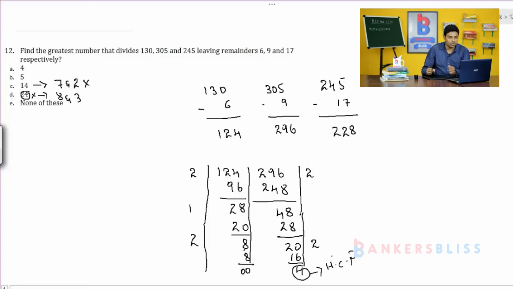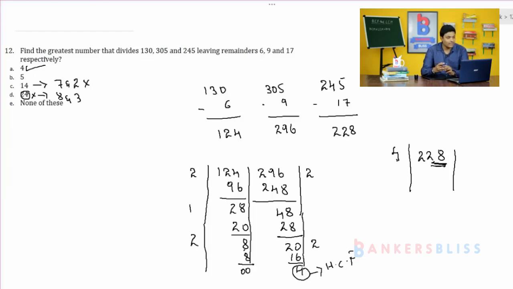And for the other number also you have to check. The other number is 228. So for 4 and 228 you have to check. You apply the test of divisibility: for 4, the last two digits should be divisible by 4. Here the last two digits are 28, and 28 is divisible by 4, therefore the HCF is 4. Hence the greatest number that divides 130, 305 and 245, leaving remainders 6, 9 and 17 respectively, is 4. Option A is the right answer.